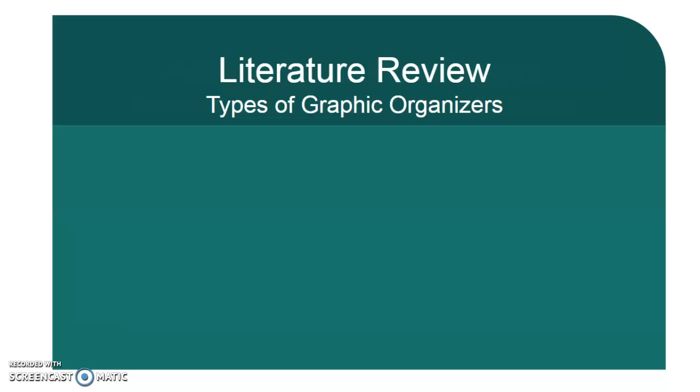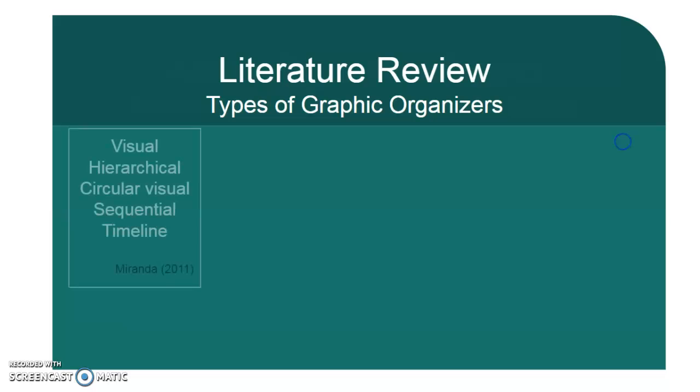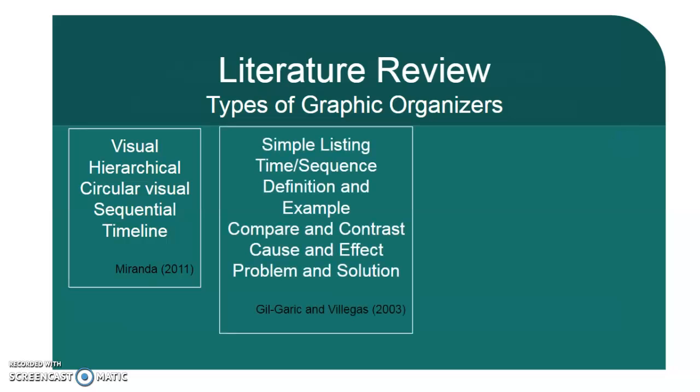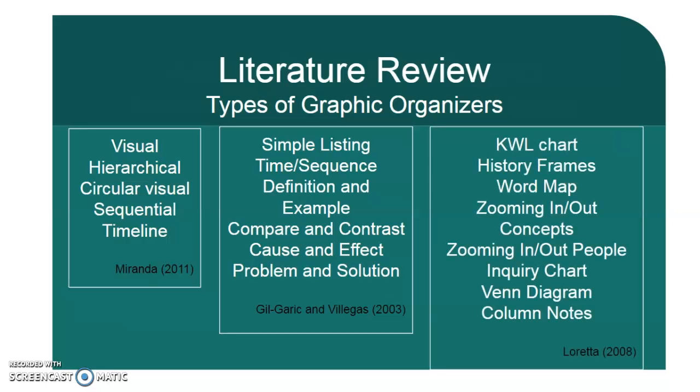For types of graphic organizers, organizers are classified into 5 forms, which are listed. And then those are organized into 6 different categories that fit into the 5 forms. And lastly, they are classified into 8 categories according to their purpose for learning.